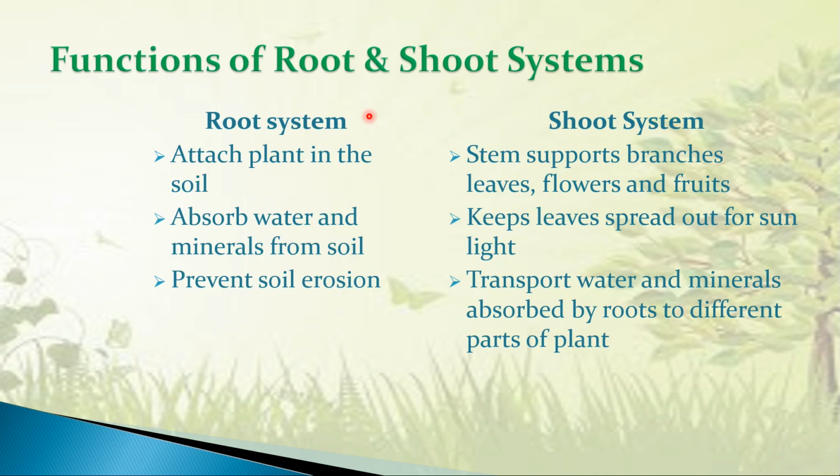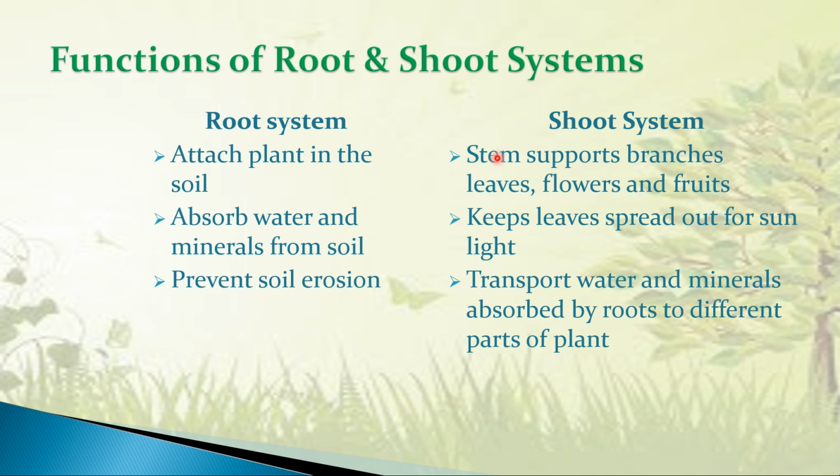Now, functions of the root and shoot system. The root system attaches the plant in the soil. It absorbs water and minerals from the soil. And the root system prevents soil erosion. Soil erosion means displacement of the upper layer of the soil.